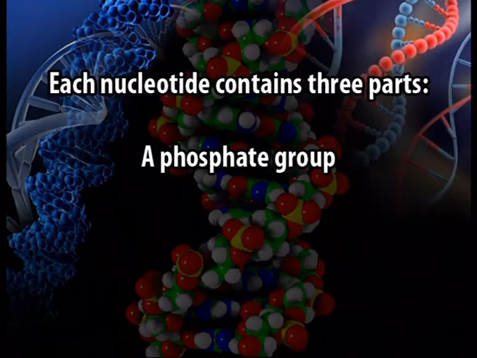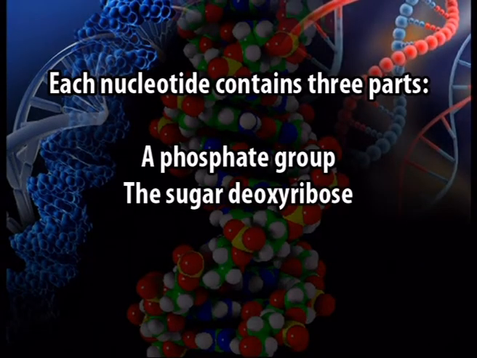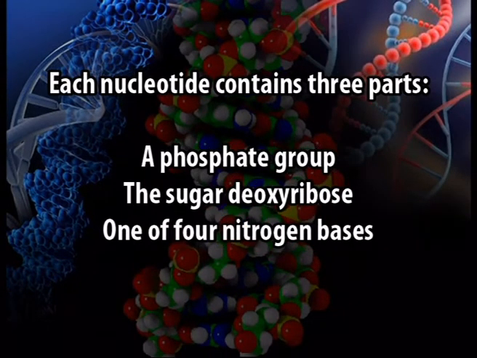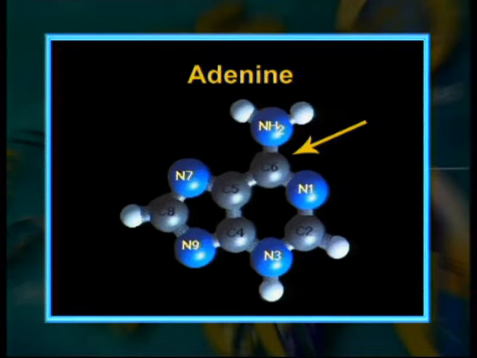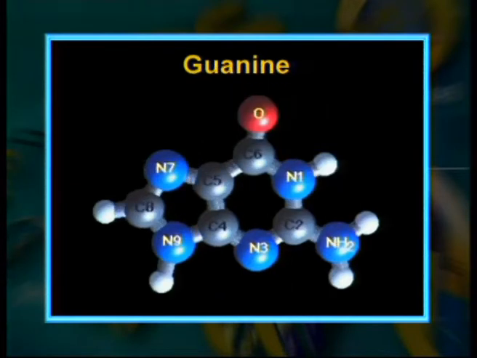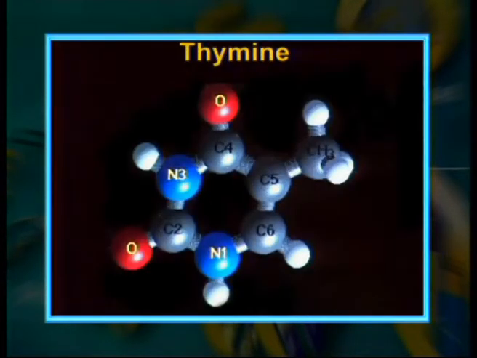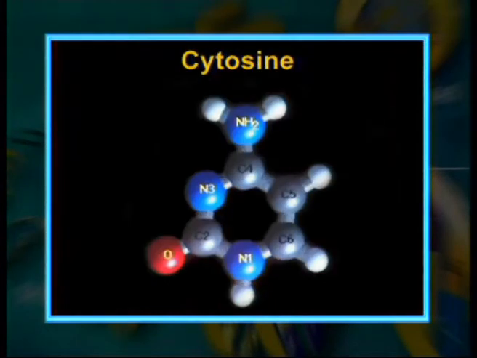Let me just talk very briefly about the structure of the DNA. You know, DNA is basically composed of nucleotides, and each nucleotide contains three parts: a phosphate group, a sugar deoxyribose, and one of the four nitrogen bases. The four bases of DNA, their designation and their triphosphate form, include adenine, which we designate as dATP, guanine, dGTP, thymine, dTTP, and cytosine, dCTP.